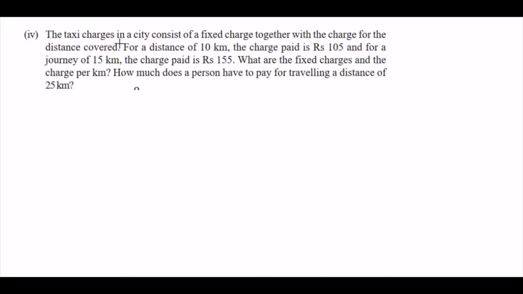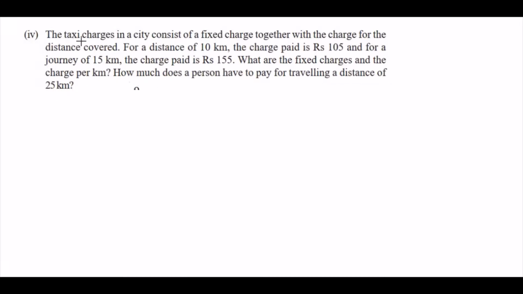The fourth question is: the taxi charges in a city consist of a fixed charge together with the charge for the distance covered. For a distance of 10 km, the charge paid is rupees 105, and for a journey of 15 km, the charge paid is rupees 155. What are the fixed charges and the charge per kilometer? How much does a person have to pay for traveling a distance of 25 km?